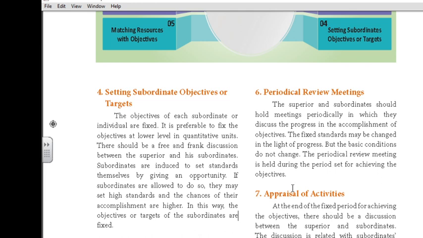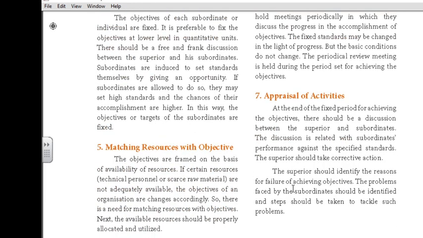Next is the appraisal. Appraisal, you know, is an appreciation. This appreciation can be in the form of remuneration, salary மூலியமா இல்லனா promotions of a person, we will say as an appraisal. So at the end of the fixed period for achieving the objective, there should be a discussion between the superior and subordinate. So there must be a cordial relationship between the superior and subordinate to achieve the objectives. ரெண்டு பேருடைய ஸ்மூத் ரன் ஃபங்க்ஷனிங் இருந்தாதான் ஒரு கோலை ஈஸியா அச்சீவ் பண்ண முடியும்.